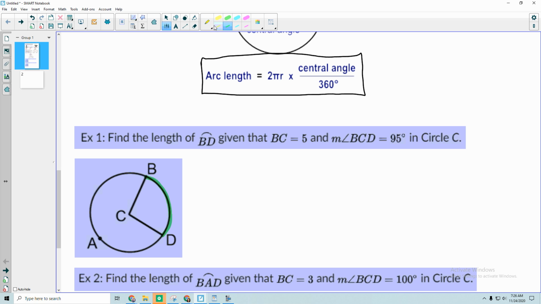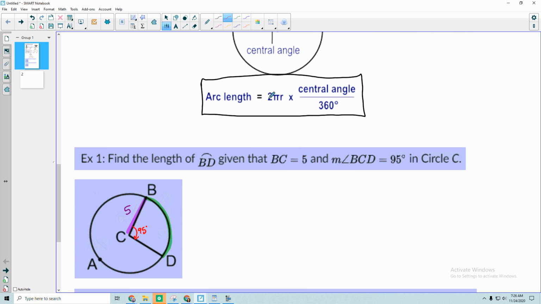Given that BC is 5, and the measure of angle BCD, so that would be this angle, is 95 degrees. So I have everything that I need right now. I'm just going to plug it into this formula.